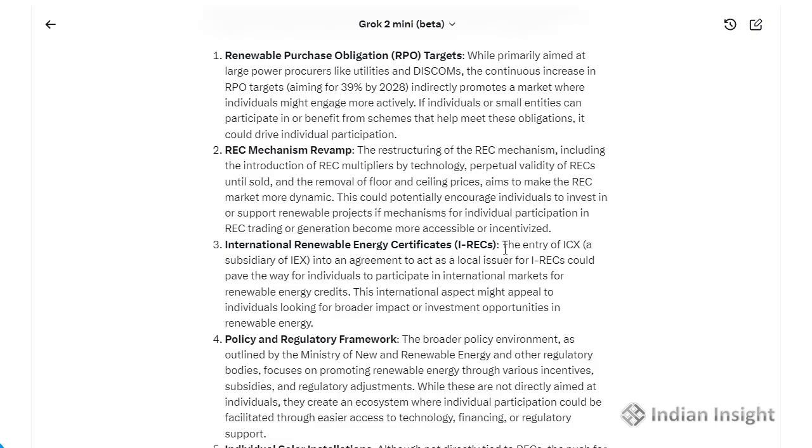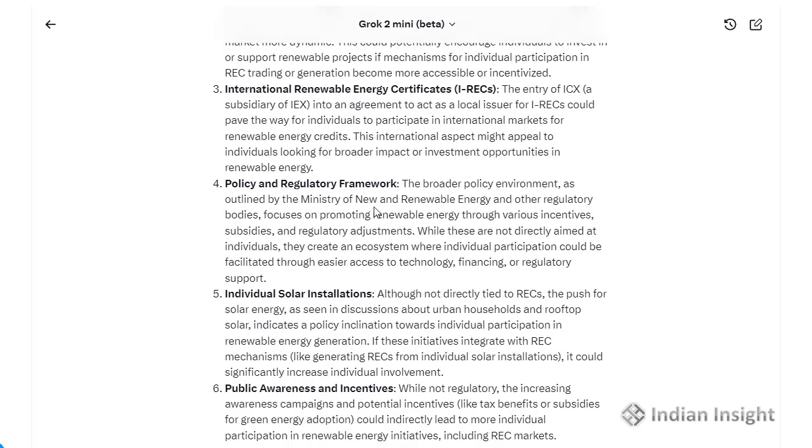Then there are IRECs, which is the news for which we are using this engine to get our answers. We see that yes, the entry of IEX into the agreement as a local issuer for IRECs could pave the way for individuals to participate in international markets for renewable energy credits. So this might actually encourage individual participation, and so there may be an increase in volume on IEX.